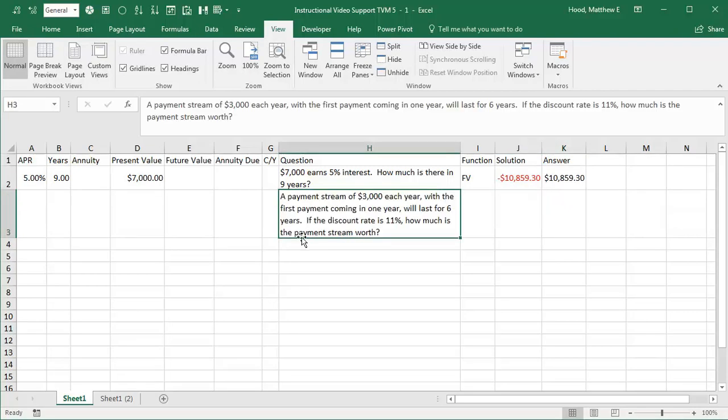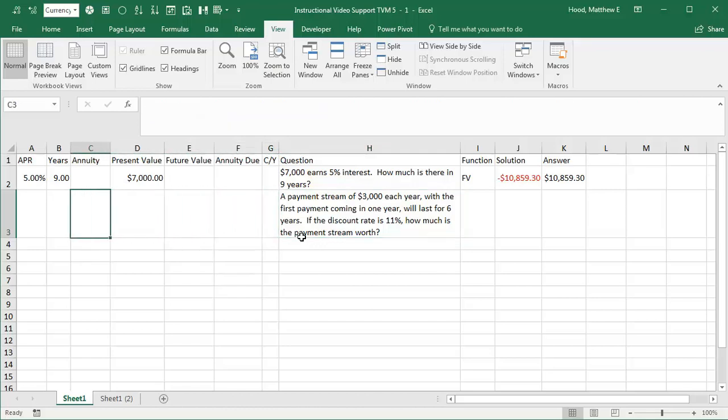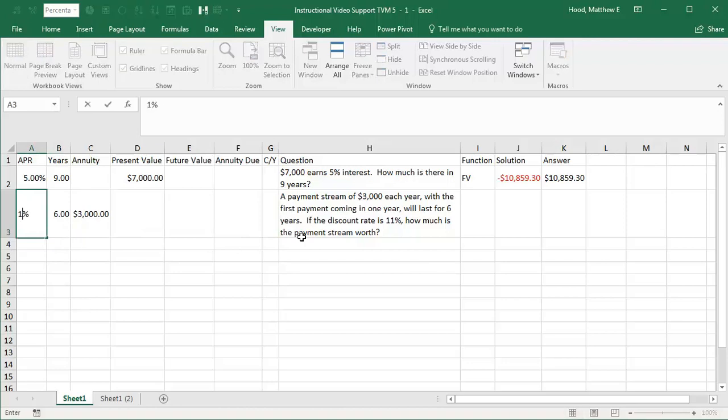Here's a second question to do with that. So a payment stream of $3,000 each year. So it's a stream of money. With the first payment coming in 1 year, which will last for 6 years. And the discount rate is 11%. How much is this payment stream worth? Imagine this would mean today. So I'm going to be looking for a present value.